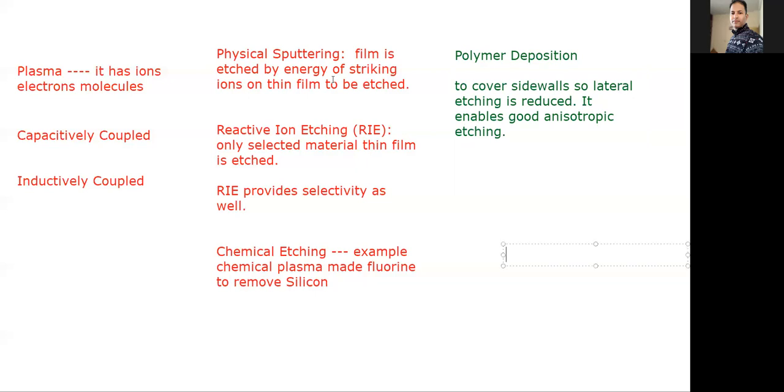One very important parameter is substrate temperature. Substrate temperature will decide how your plasma process interacts with the thin film, and so what the etch rate is. So along with other plasma parameters, a very important parameter for dry etching is substrate temperature.